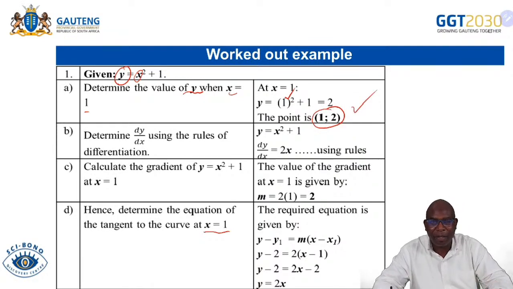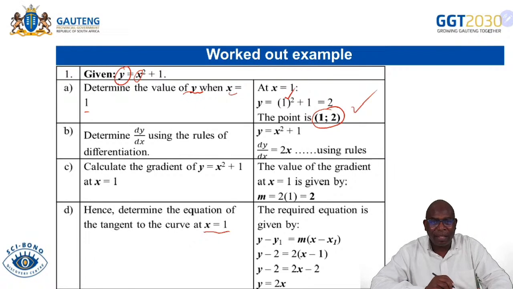If I've got a point, what do I need? I need the gradient now, because I've got a point. Remember, to get the equation of the straight line, you just need the gradient and a point. That's all you need. So now the point, I'm sorted. Now I need to find the gradient.